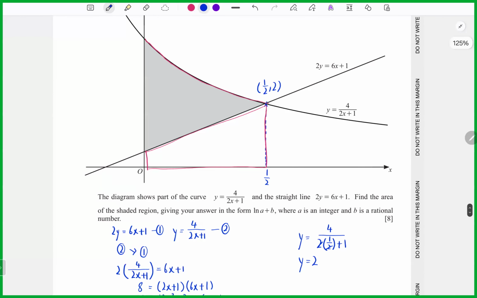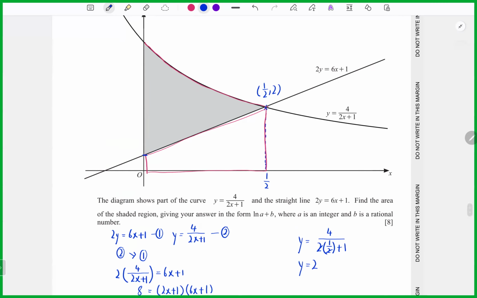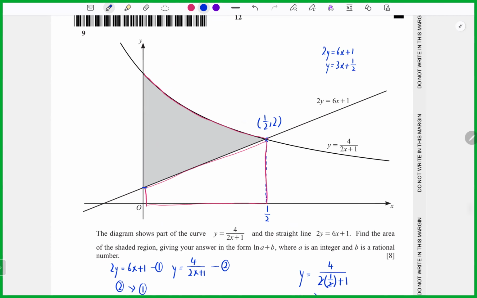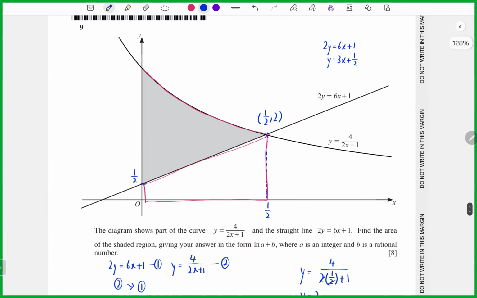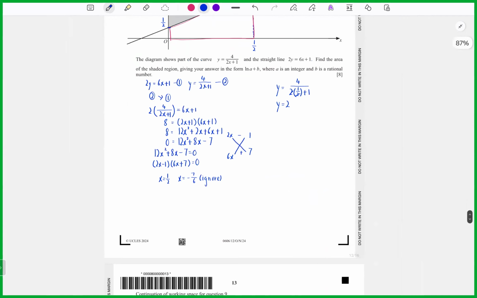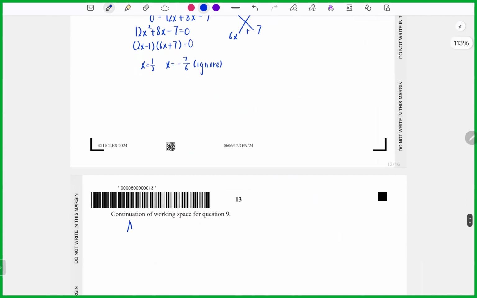Now we try to find the y-intercept for 2y equals 6x plus 1. So you can write here 2y equals 6x plus 1, y equals 3x plus 1 over 2. So your y-intercept here is actually 1 over 2. So now we try to find the area of the shaded region.